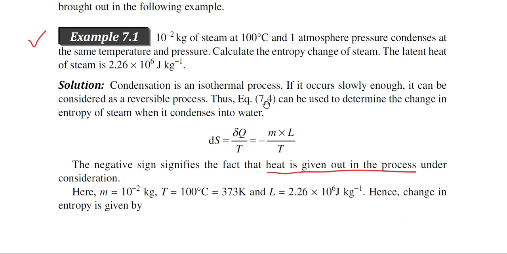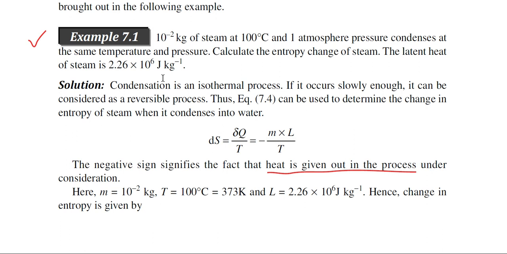For example, suppose 10 to the power minus 2 kg of steam at 100 degree centigrade and 1 atmosphere pressure condenses at the same temperature and pressure. Calculate the entropy change of steam. The latent heat of steam is 2.26 into 10 to the power 6 joule per kg.